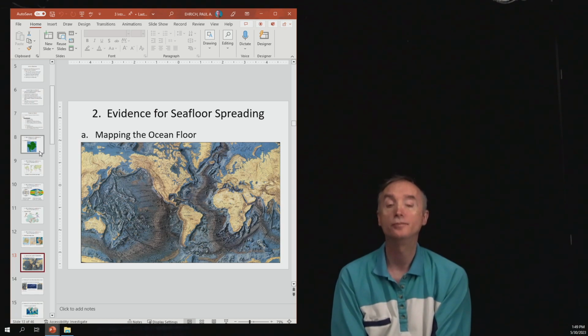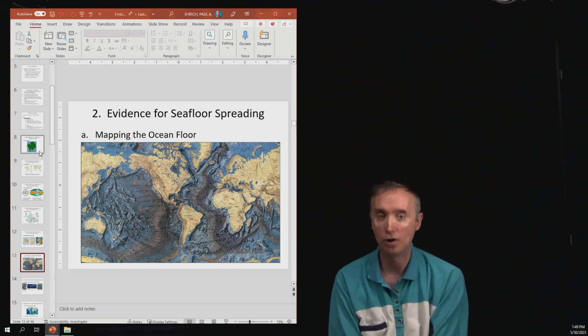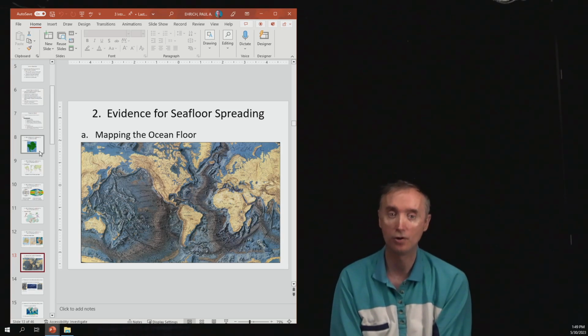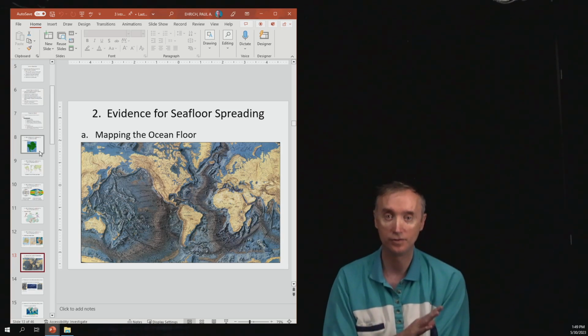Okay, so you should know about, if you're given a map of the ocean floor like this, you should be able to identify certain geological structures, okay? And we're going to go through those in just a moment. But you should be able to read a map of the ocean floor and identify how did those structures come into being.